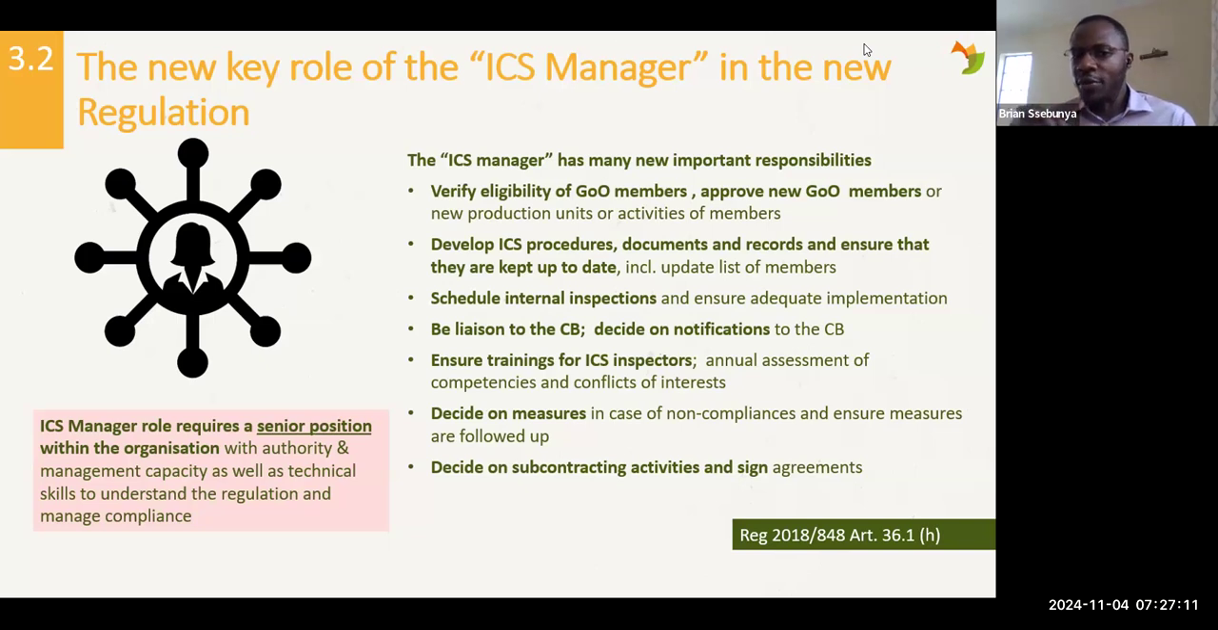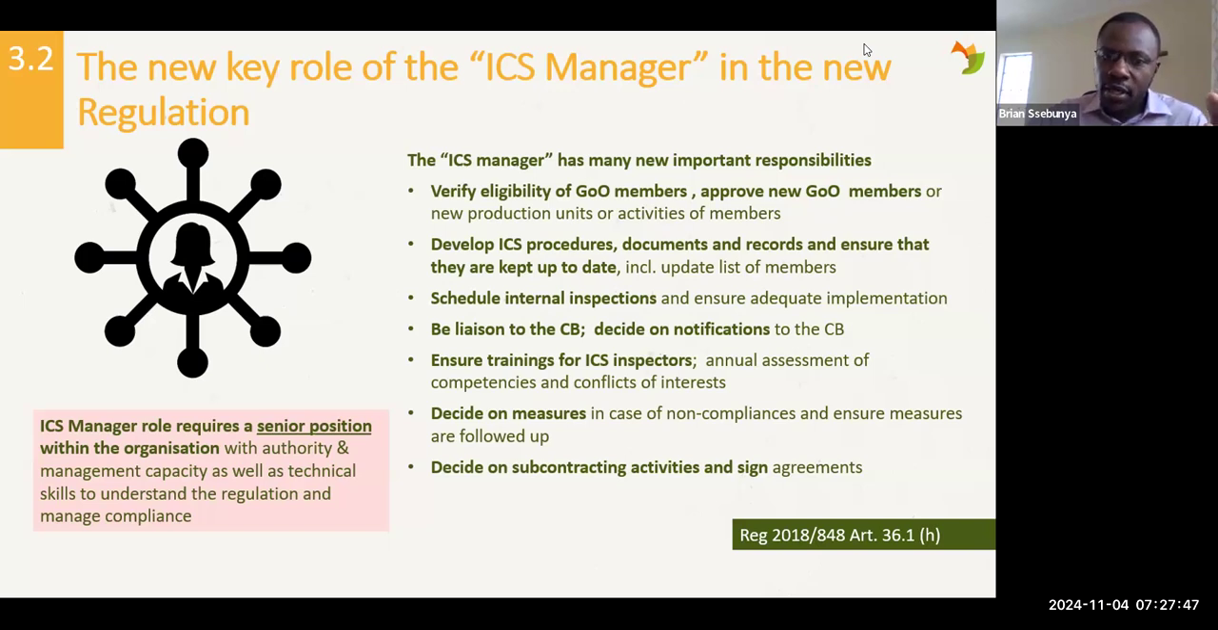So I think you understand why we are talking about somebody in a senior management position, somebody with that ability to write procedures and do such things, which not everyone can do. And ensure documents and records are kept up to date, including the list of members or list of farmers. That is all the power of the ICS manager. Number three, they have to schedule internal inspection and ensure that they are adequately implemented.